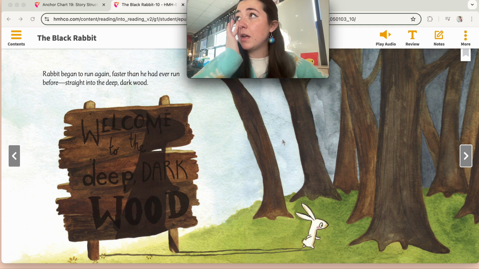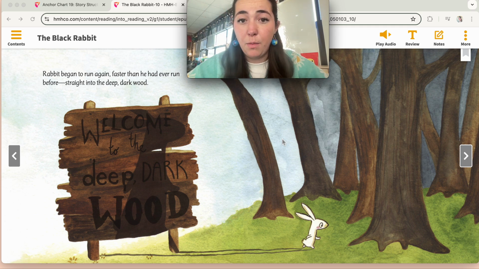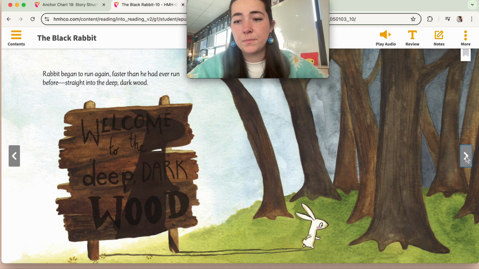So this could be another possible solution to his problem. He could go into the deep, dark wood, and that could help him to get out.